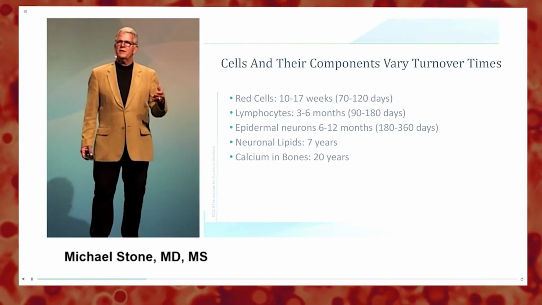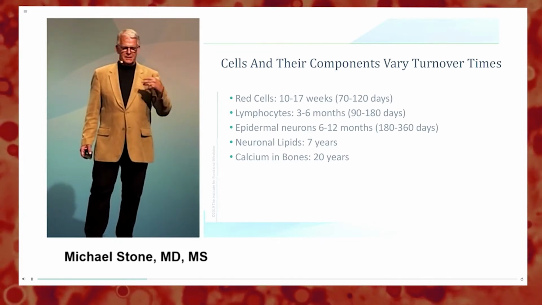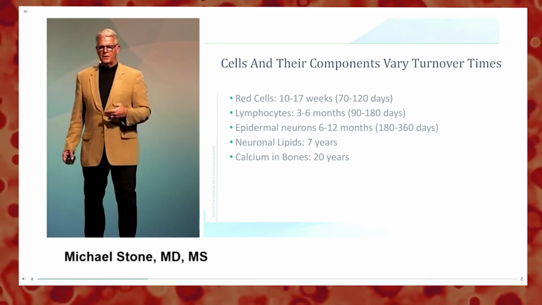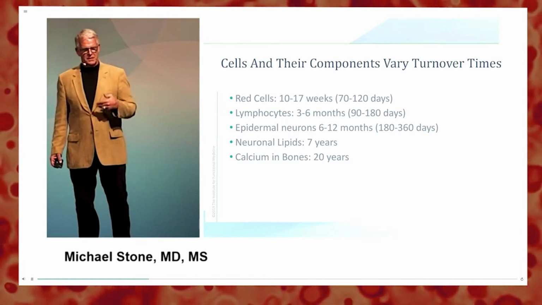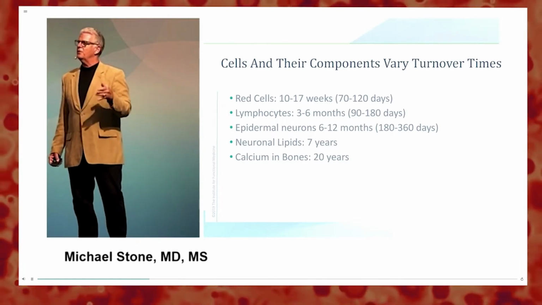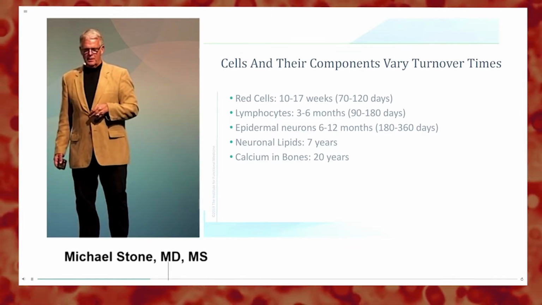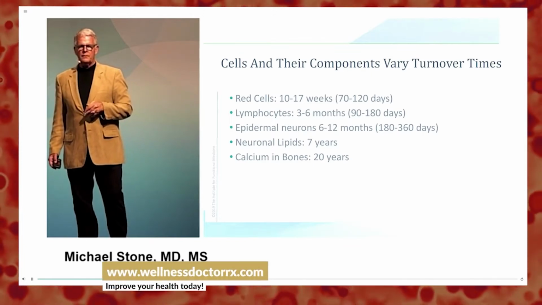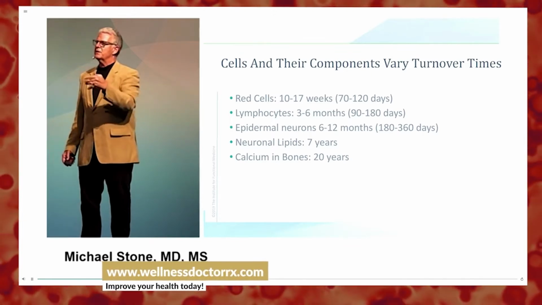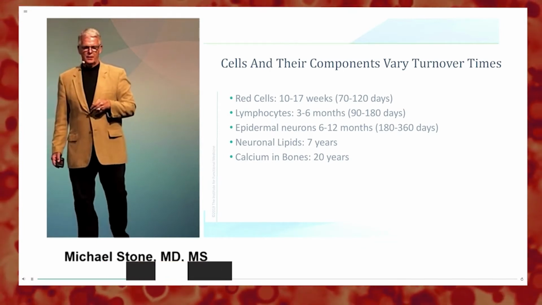We know red cells have a different lifespan. We know lymphocytes, epidermal neurons, neuronal lipids in the central nervous system, and calcium in the bones all turn over at a different rate. So, we use this to our advantage on the physical exam. We'll go into that a little more.